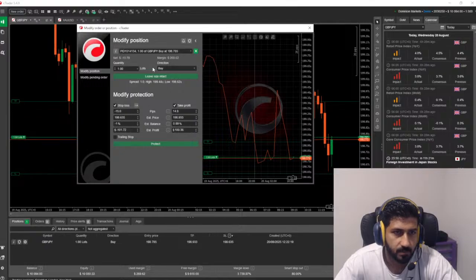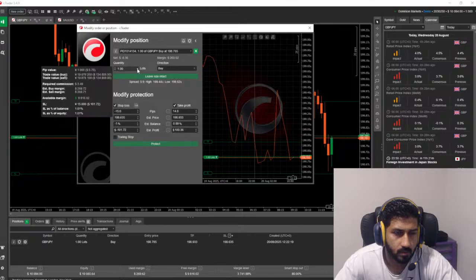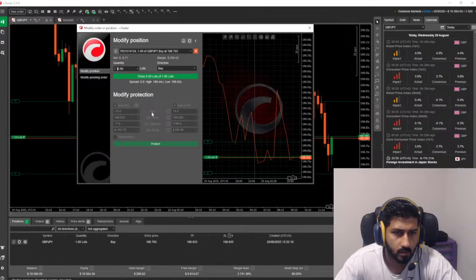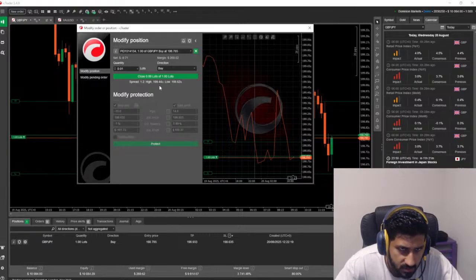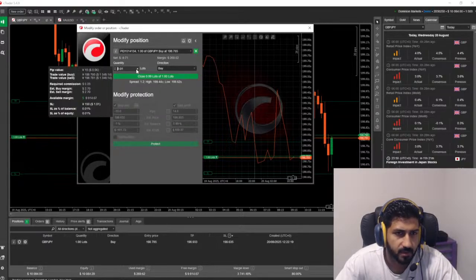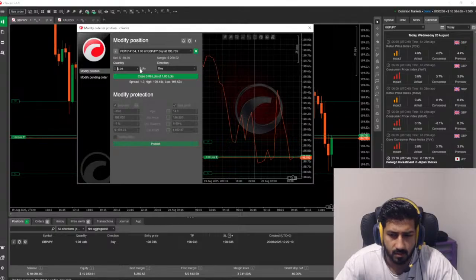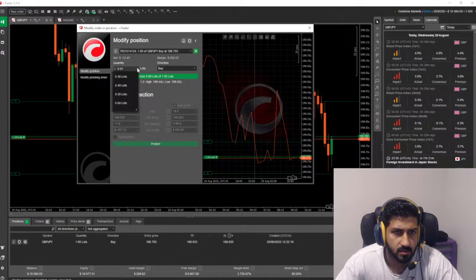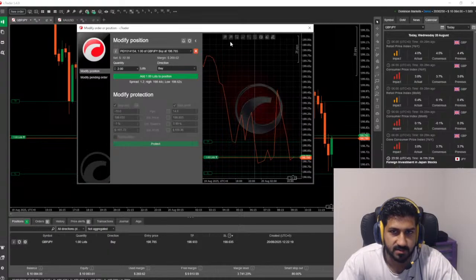We can trail stop, close 50%. Okay, we can close 50%. Close 99 lot. Okay, damn. Add one lot to the position. That's great. Protect. Okay, this is nice.